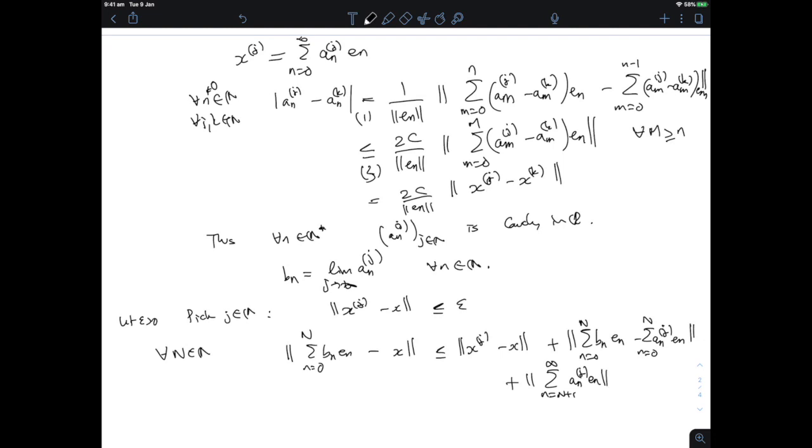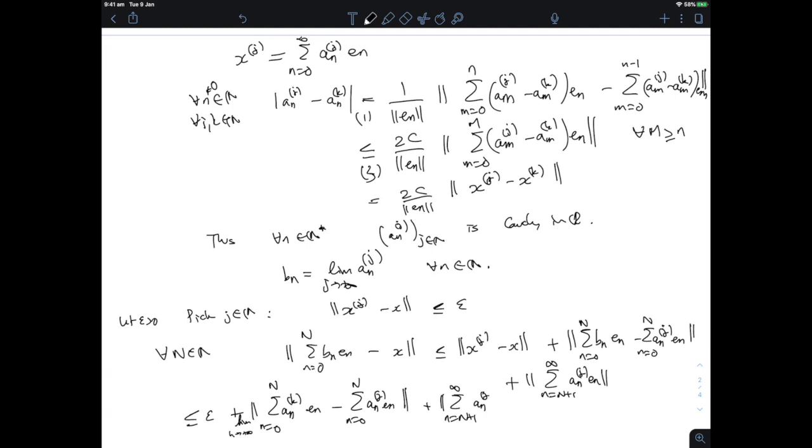Right, but the first term here, the norm of xj minus x, we already know is smaller than epsilon, because I picked my j in that way. And then the second sum I've got here is a sum from n equals 0 to N. It's a limit, let's say, as k goes to infinity, of the sum of the a_n^k en minus the sum of the a_n^j en, because for all n between 0 and capital N, Bn is the limit of the a_n^k. So this converges to what I want. Okay, and then I have plus that rest here.